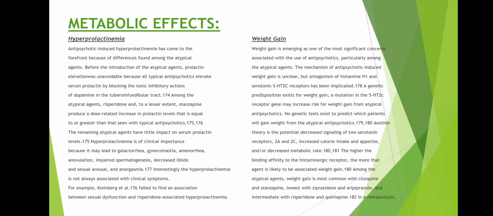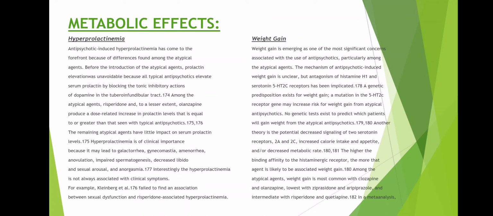Hyperprolactinemia. Antipsychotic-induced hyperprolactinemia has come to the forefront because of differences found among the atypical agents. Before the introduction of the atypical agents, prolactin elevation was unavoidable because all typical antipsychotics elevate serum prolactin by blocking the tonic inhibitory actions of dopamine in the tuberoinfundibular pathway. Among the atypical agents, risperidone and, to a lesser extent, olanzapine produce a dose-related increase in prolactin levels that is equal to or greater than that seen with typical antipsychotics. The remaining atypical agents have little impact on serum prolactin levels.